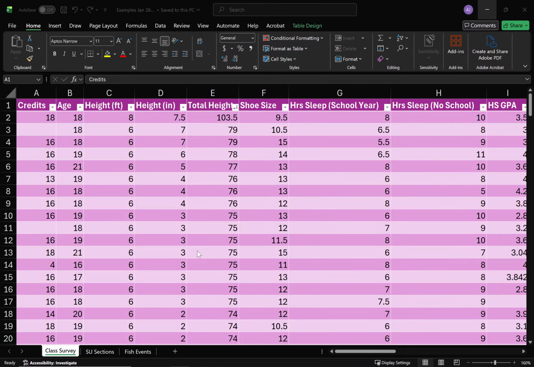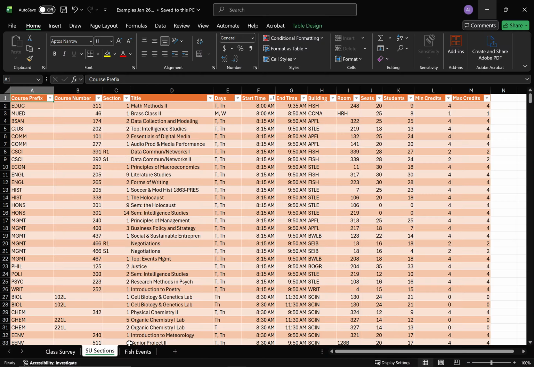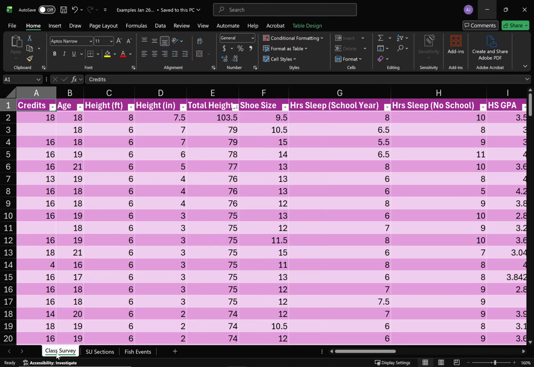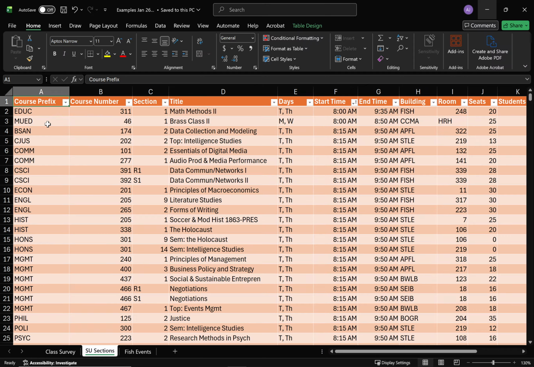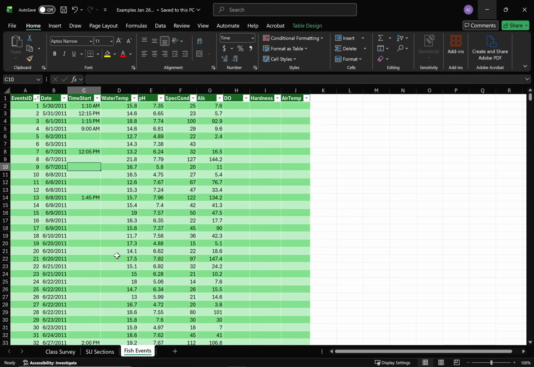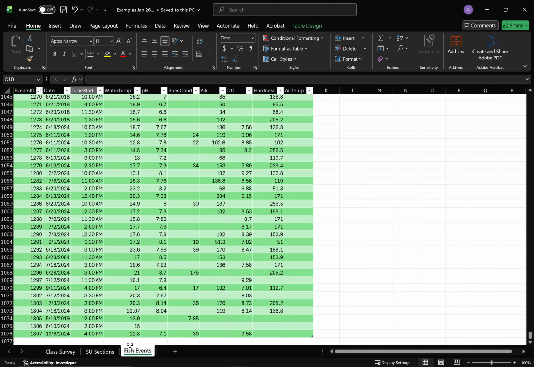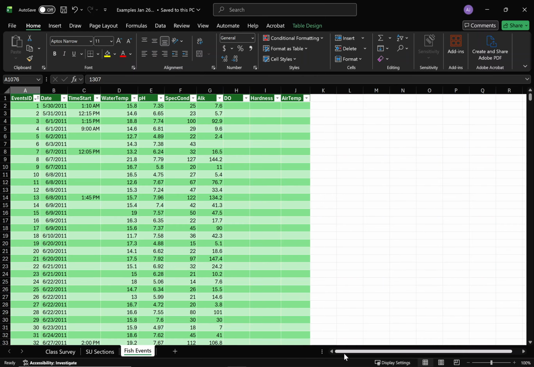Here it is. So we have 3 tabs, and I just left the quantitative data for the most part in these. So we have class survey data, we have SU sections data from section search, and then we have, this is from the fish data set. It's not the 13,000 fish. This is the 1,307 fish events, which are the events where someone went into the field and started measuring some fish. So they didn't take the water temperature every time they grabbed a fish. They would just do it once at the beginning before doing all the fish that were there that day.